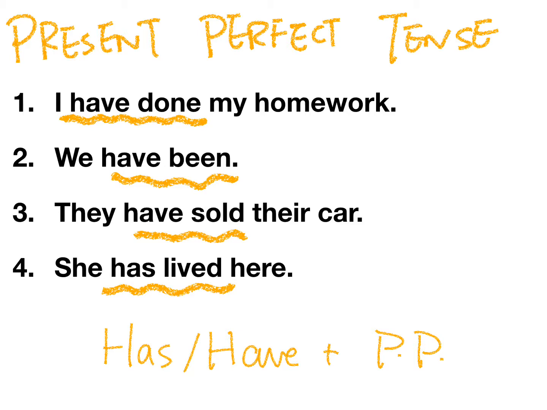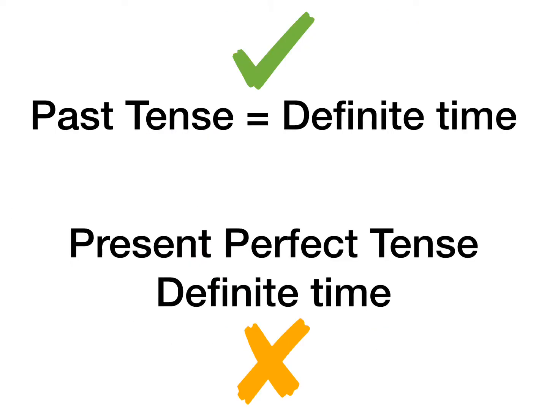And of course, because you see the language form has/have plus PP, that's why we definitely can assure that these are in present perfect tense. So this is another major difference between the past tense and present perfect tense. For past tense, we know the exact time, the definite time for the action to complete. But for present perfect tense, we don't know the definite time. We don't know the finishing time.